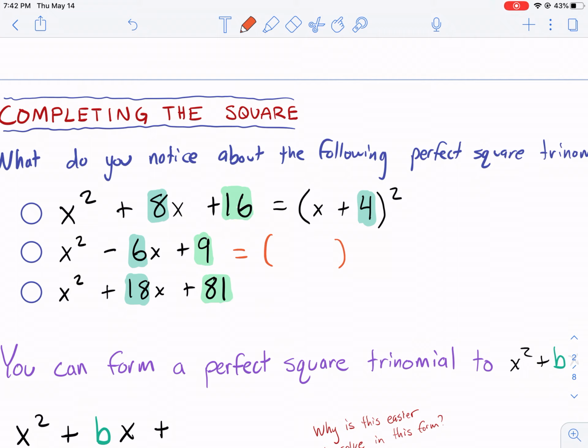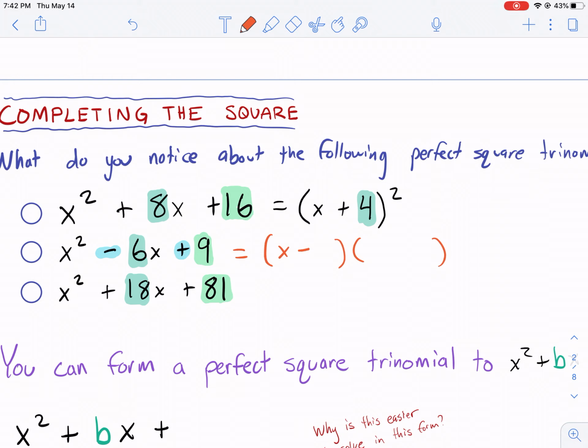Now we have x squared minus 6x plus 9. What's going to be inside this parenthesis? One of the rules you hopefully learned about trinomials: if this middle term is negative and this last term is positive, that means we're going to have a minus sign in between. I'm going to do it in 2 parentheses just so you guys get the idea.